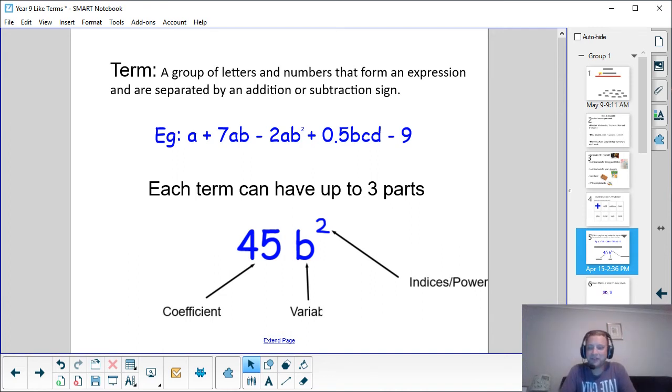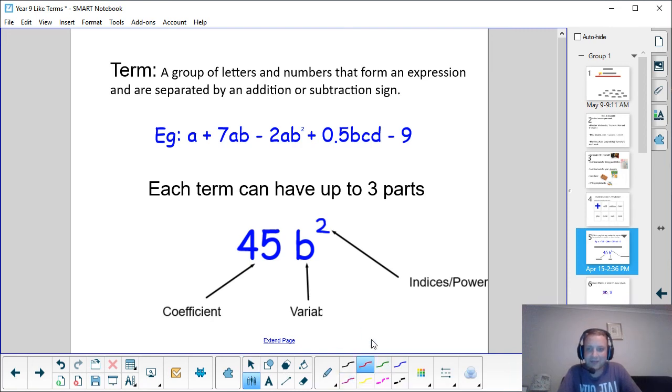So the first vocabulary term we're going to learn is actually the word term. In maths, when we talk about a term, we're just talking about something algebraic usually, a group of letters and numbers that are together, like in a chunk. So these are like our little pieces or chunks of algebra. And you'll be seeing them in these things called expressions that have just pluses and minuses in between them. So I've got an example of a few terms underneath.